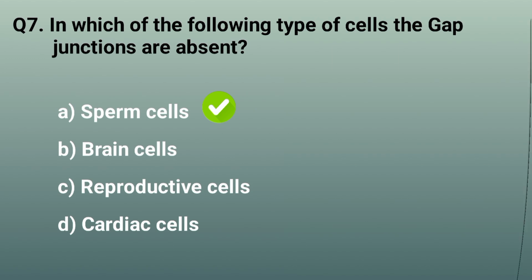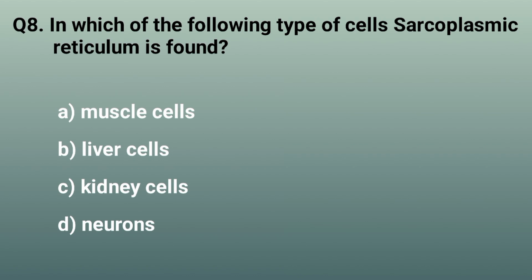Question number 8. In which of the following type of cell sarcoplasmic reticulum is found? Right answer is option A. Muscle cell.